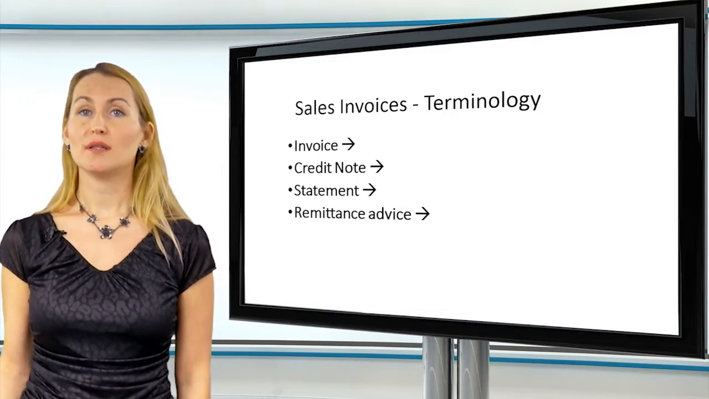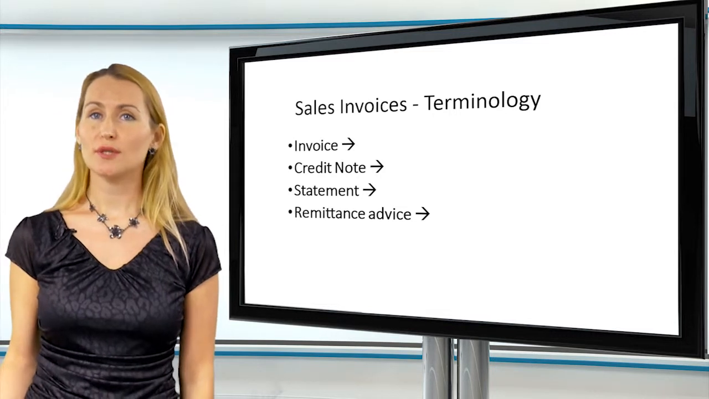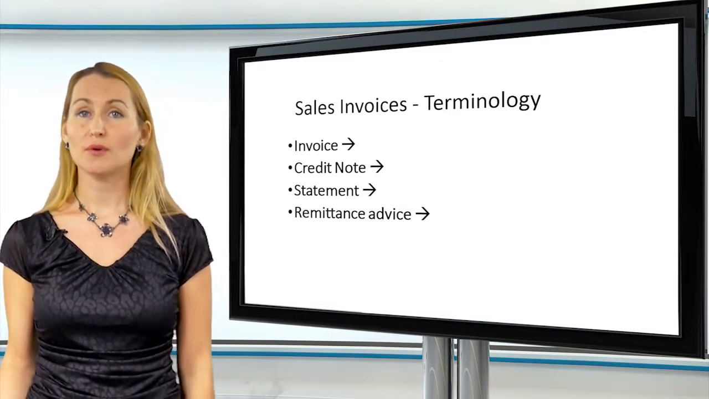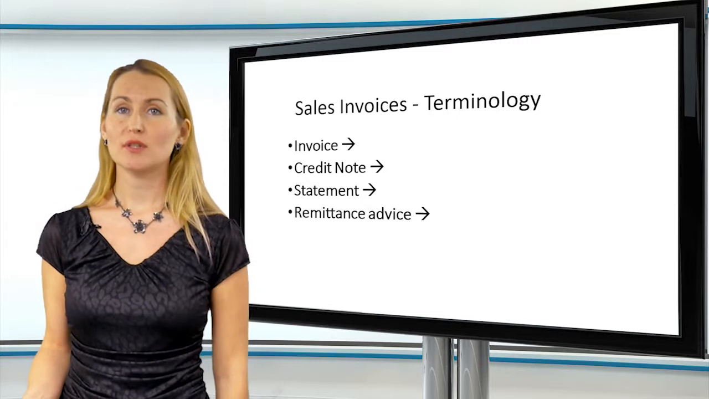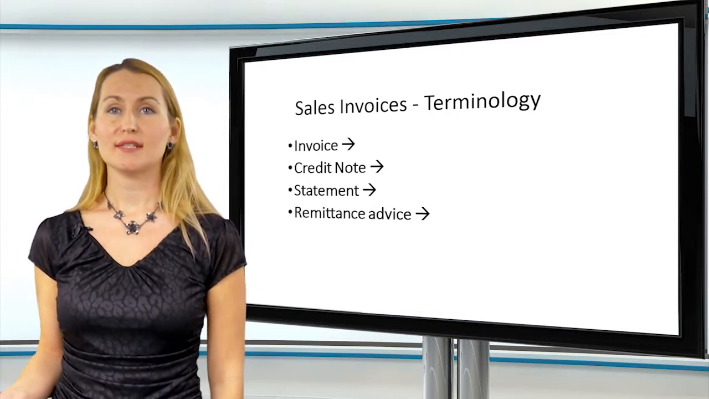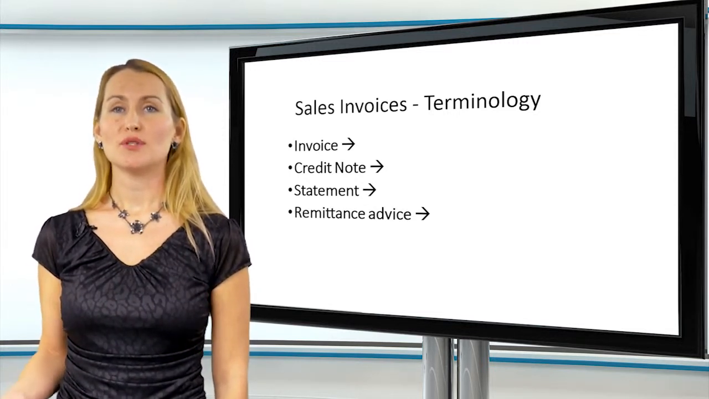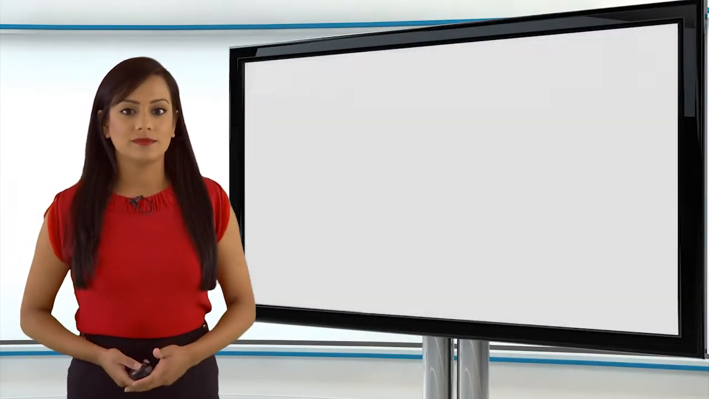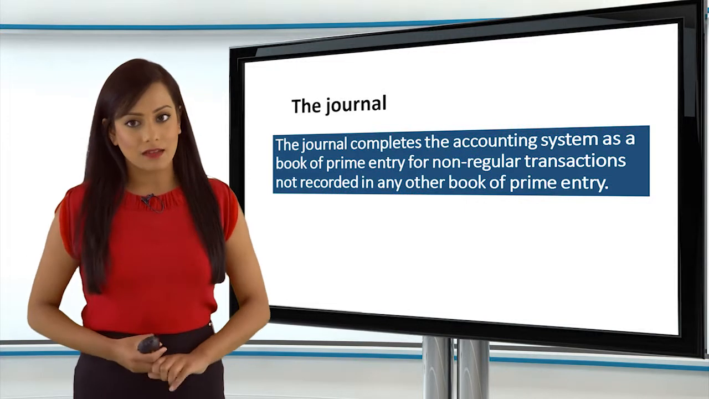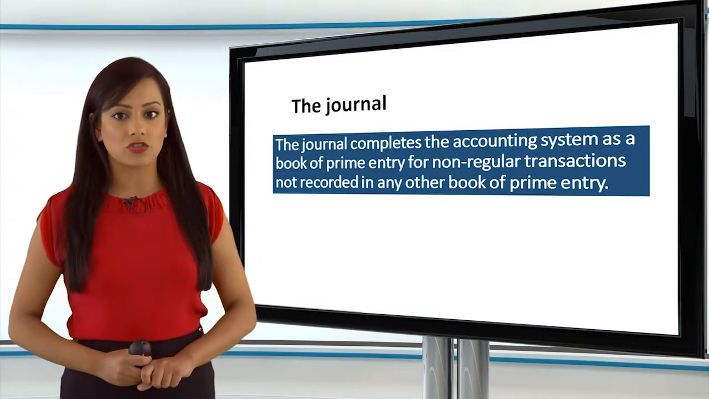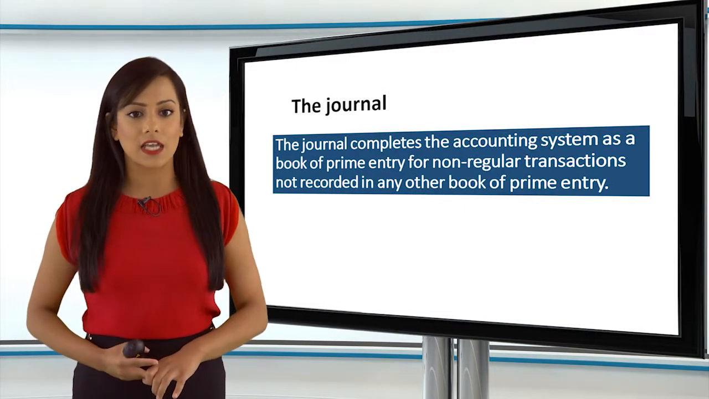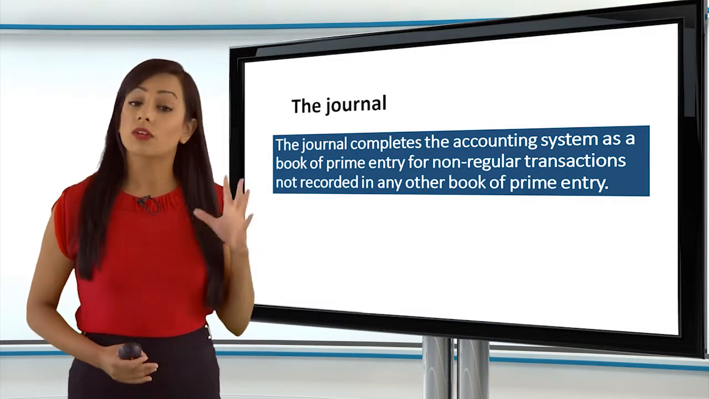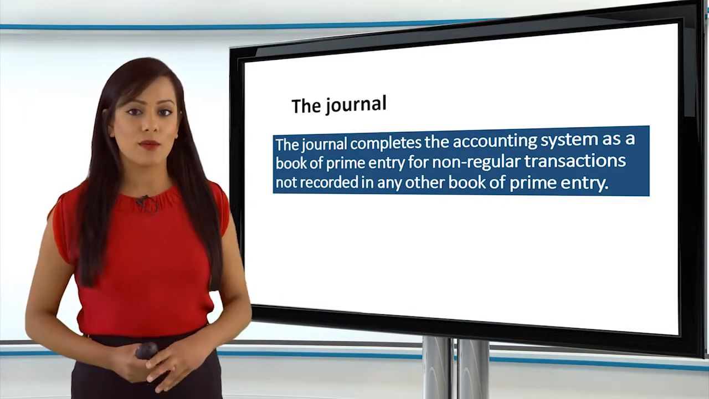Credit note, well, let's say sales credit note, is also a document that you send to your customer, and this is to advise whether you are cancelling some invoice or maybe you are reducing some of your invoice. The journal. The journal completes the accounting system as a book of prime entry for non-regular transactions not recorded in any other books of prime entry.